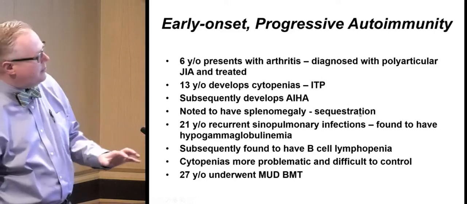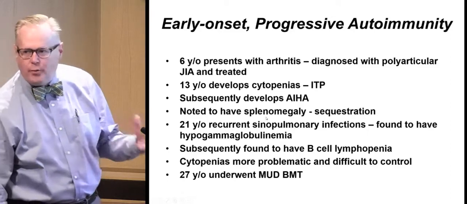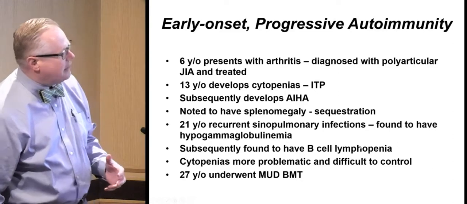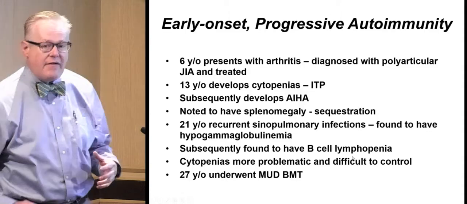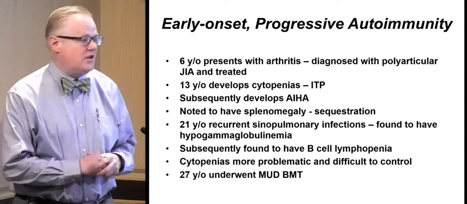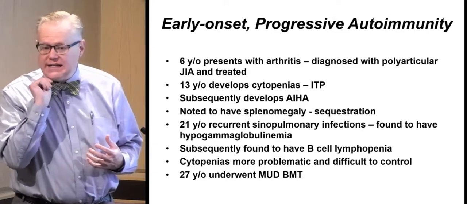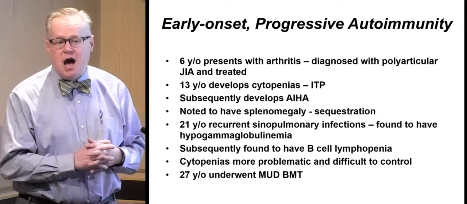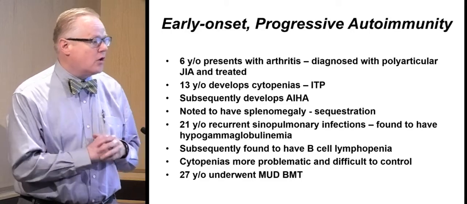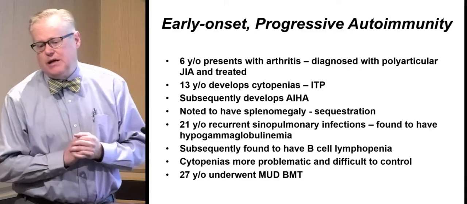That's part of her autoimmune cytopenias. And then at 21 years of age, she developed recurrent sinopulmonary infections, was noted to have low immunoglobulins, found to have B-cell lymphopenia, and then her cytopenias became very problematic, so much so that we had a hard time controlling them with traditional therapies, and we decided she's going to ultimately fail, and at age 27, we took her to bone marrow transplant, not knowing what her defect was, and just for lack of, we were concerned about her ability to survive long term. And she did great with bone marrow transplant.